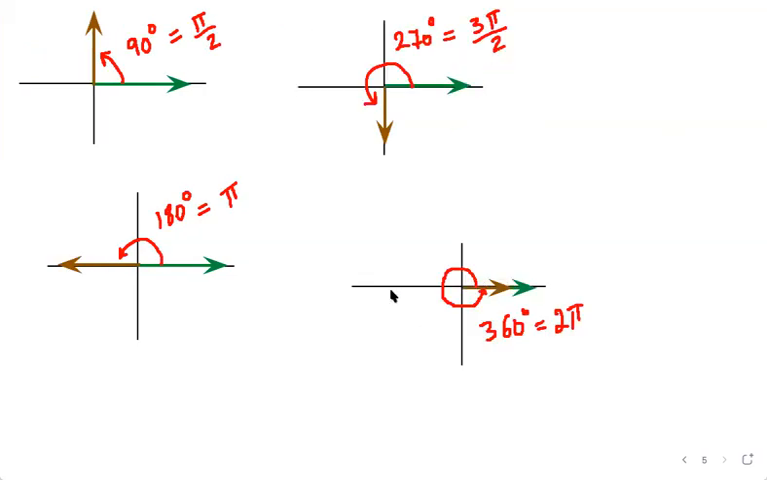Okay, so again, this is 90 degrees, this is 180, 270, 360. Any questions? Now we're going to learn how we can find the coterminal angle.